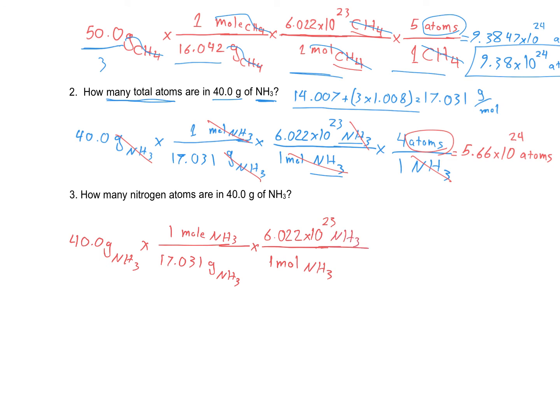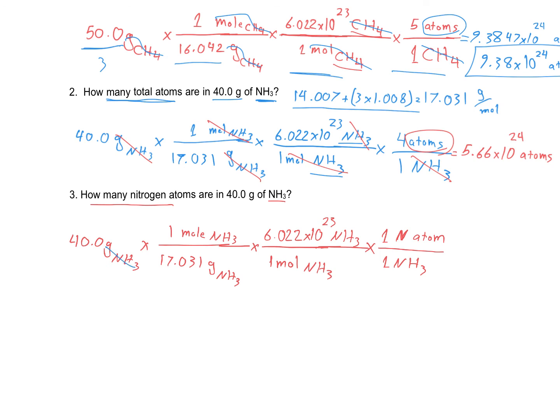So in this question it says how many nitrogen atoms. Okay, so until here we find how many NH3 molecules. We want to know how many nitrogen atoms. So how many nitrogen atoms do we have in 1 NH3? We have just 1, right? So 1 NH3 has one nitrogen atom, right? So that's what we need.